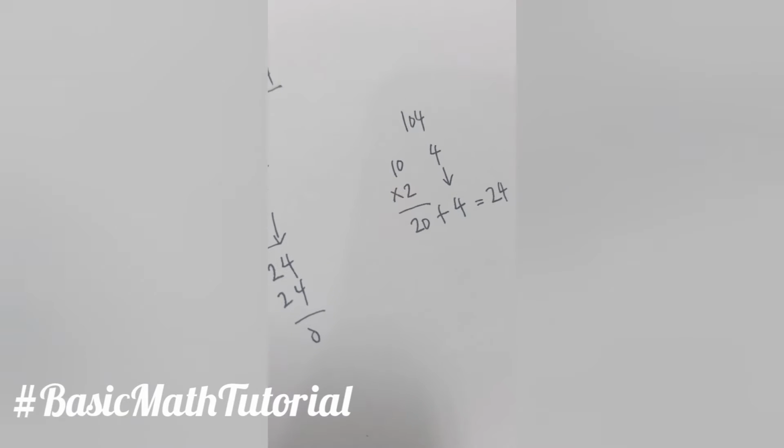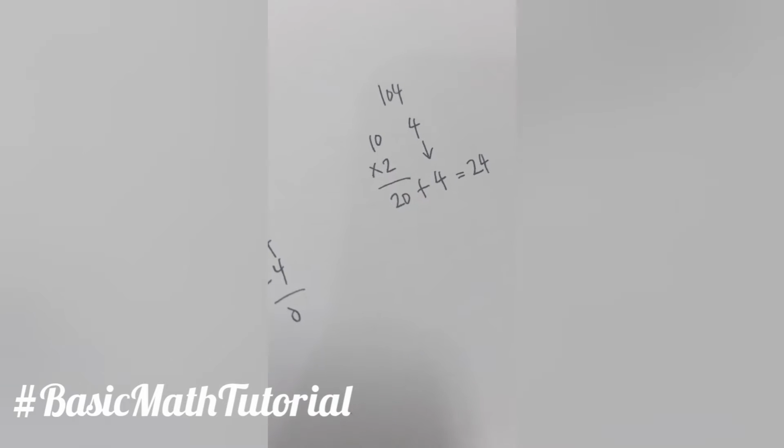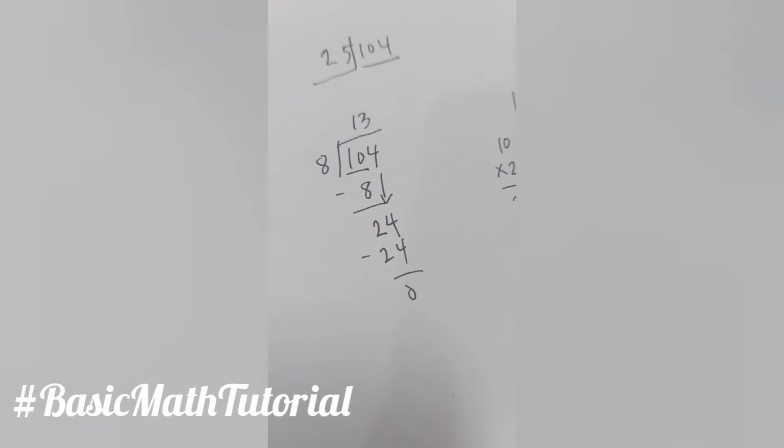Now let us ask ourselves, is 24 a multiple of 8? If you are sure that 24 is really a multiple of 8, then we can now decide that 104 is indeed a multiple of 8, or 104 is really divisible by 8. Thus, 25,104 is divisible by 8.